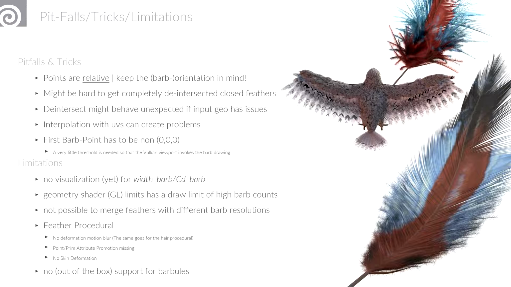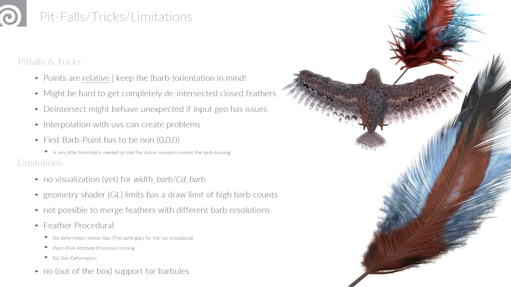If you want to define it, you have to bring your world space into barb space by inverting the rotation and bringing it back to the position defined by the shaft point. So the shaft point is defining the origin of the barb. It might get complicated to get really de-intersected feathers which are really close. For example, on some chickens, it feels like already a surface, and I had a hard time to get this really nice on a concave character. The de-intersection might behave unexpectedly if you have issues on your geometry, so check your geometry if there's something wrong with the de-intersection.